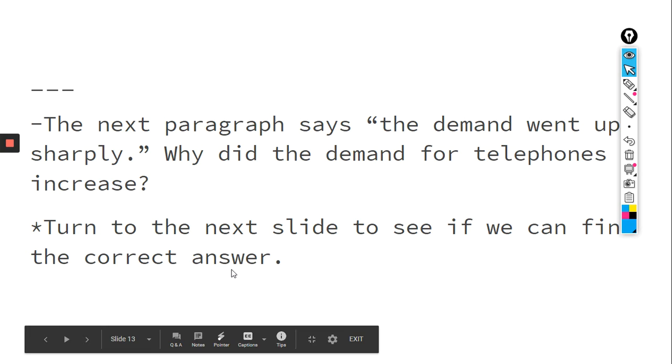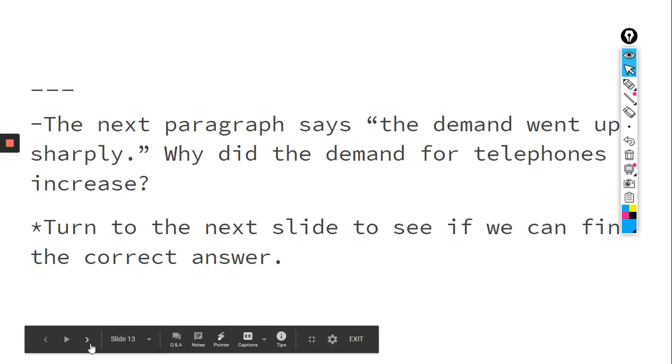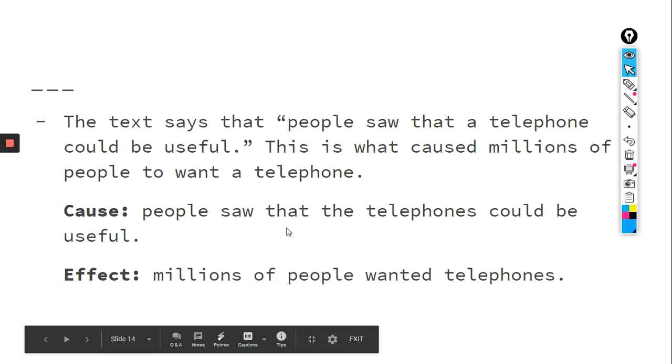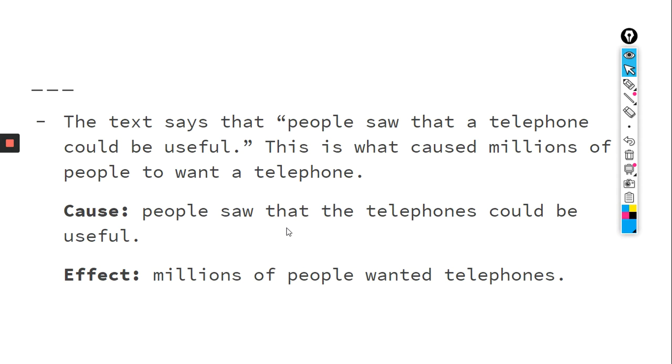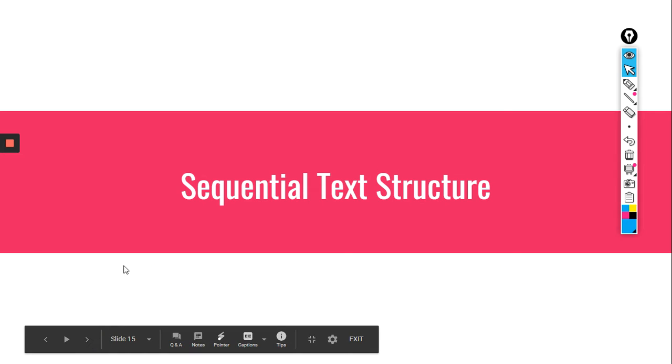So when we talked about that, demand went up sharply. We're asking that why question again. Why did the demand for telephones increase? Well, we have a cause and effect, right? We see that people saw that the telephones could be useful. That's our why. And the effect was millions of people wanted telephones. So those are basics of our cause and effect.